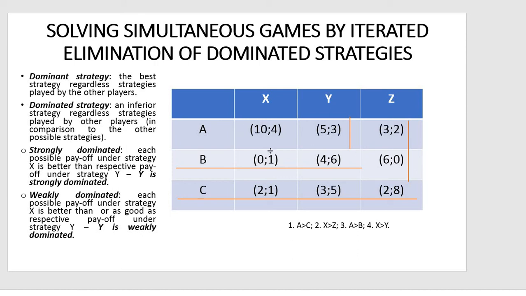So here, 10 is better than 0, 5 is better than 4. So after we crossed out this segment of the matrix, B is definitely dominated by A. That's why we can cross strategy B out. And finally, we're left with only 2 cells. And we can see that the second player will never prefer Y over X. That's why we cross Y out and we are left with the solution, or Nash equilibrium.